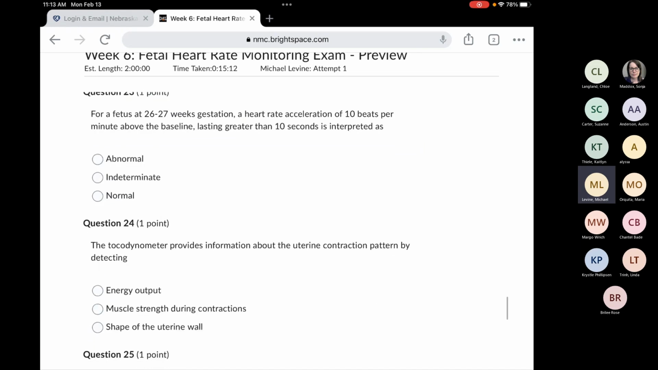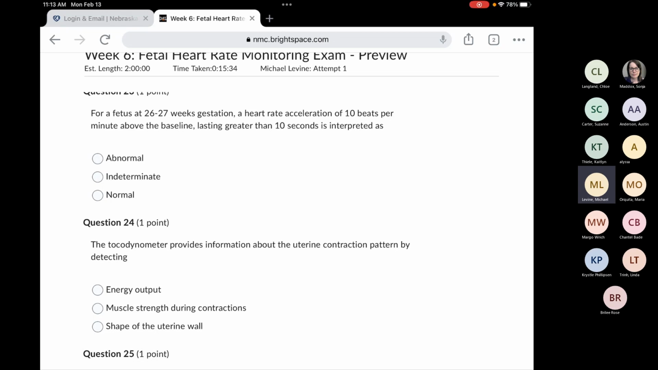Number 23. For a fetus at 26 to 27 weeks gestation, a heart rate acceleration of 10 beats per minute above the baseline lasting greater than 10 seconds is interpreted as abnormal, indeterminate, or normal.